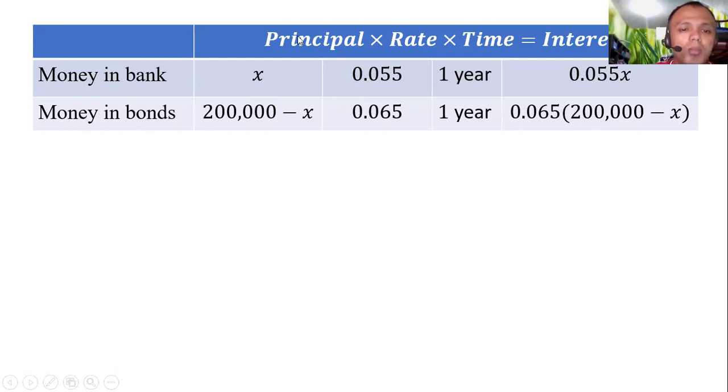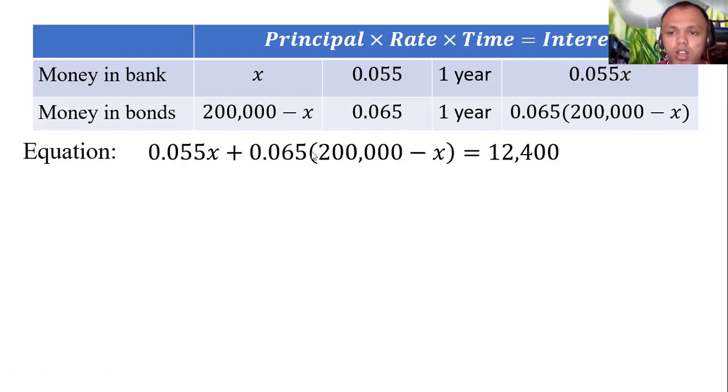In money in bonds naman, 200,000 minus x. Okay? Ang nawawala kasi pala dito, class, yung principal rate. Yung principal amount. Yung rate naman niya is 0.065. Yung time is yearly, and then multiply, then we have here the interest. Now, 0.055x plus 0.065 times 200,000 minus x is equal to 12,400. Ito yung kabuang interest ng dalawa.